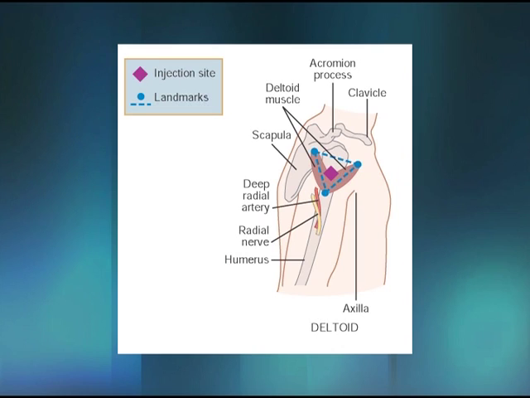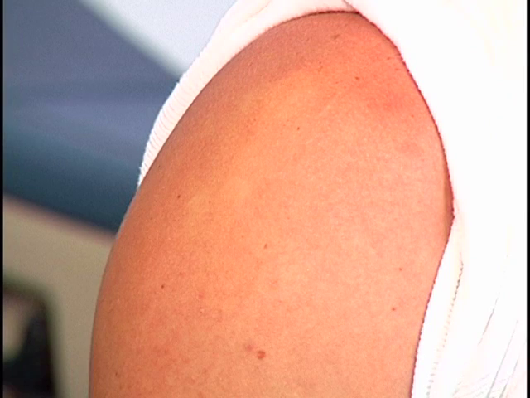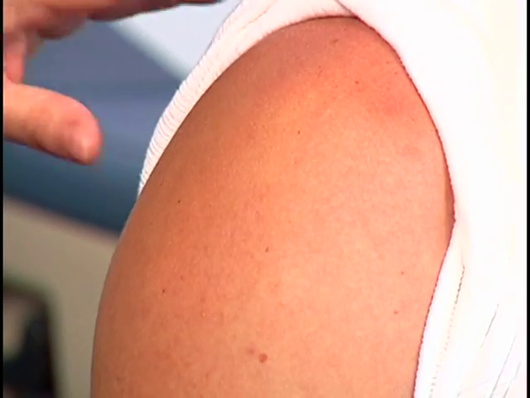The deltoid site is easily accessible when the patient is sitting or lying down. The site is small because major nerve and blood vessels surround it. Expose the site completely. Remove clothing with a tight sleeve if it cannot be rolled up. Palpate the lower edge of the acromion process.